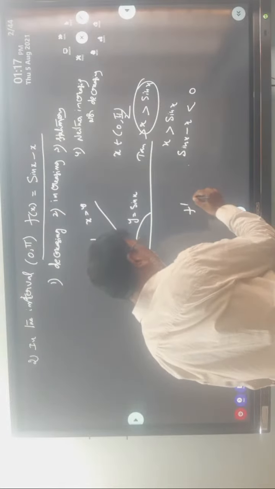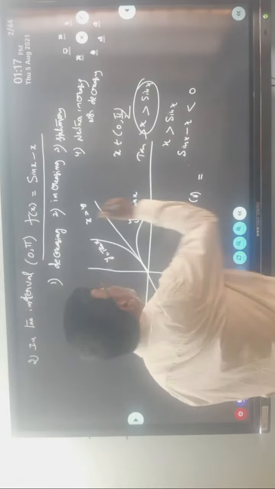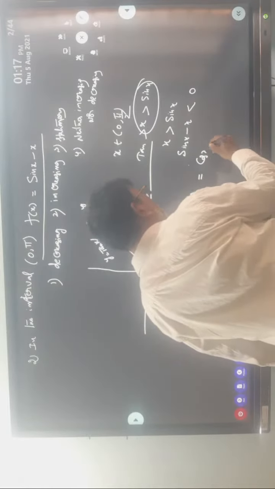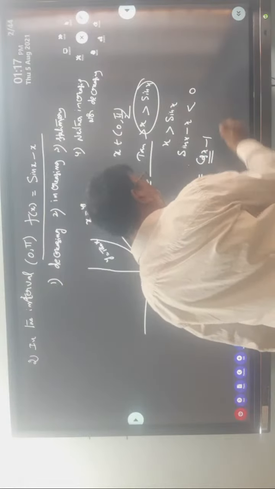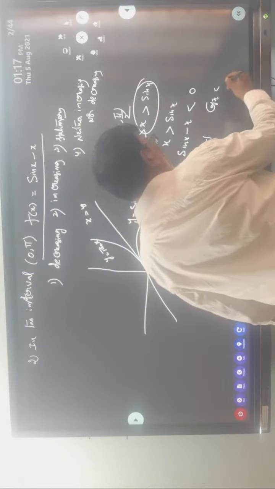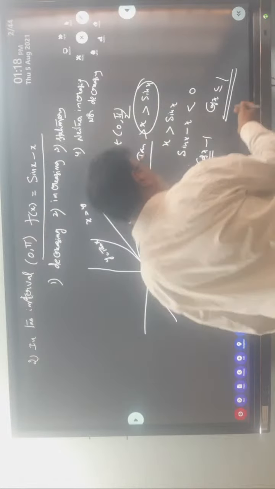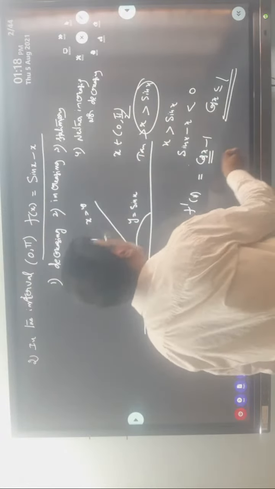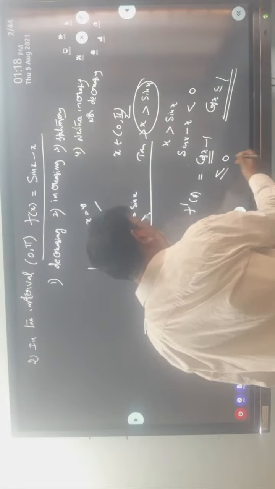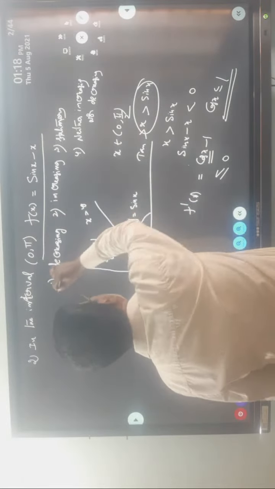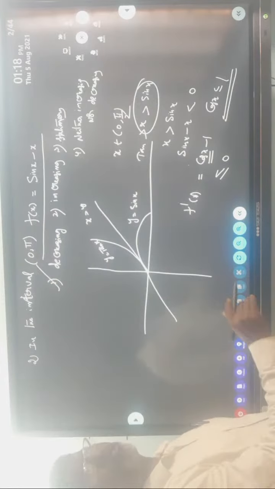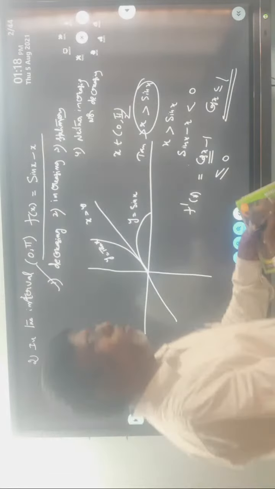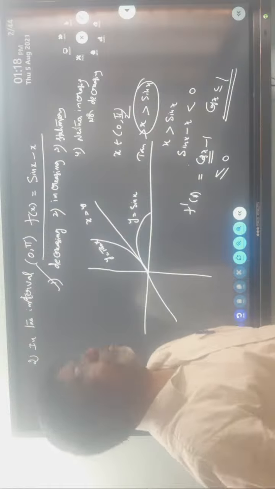Suppose you take f dash x, it is cos x minus 1. In between 0 to pi, cos x is always less than or equal to 1, either 0 or less than 0. So it is less than or equal to 0, that is decreasing. So first is the correct answer. Remember that. If your basic concepts are strong, whatever problem is given, you can solve it easily.